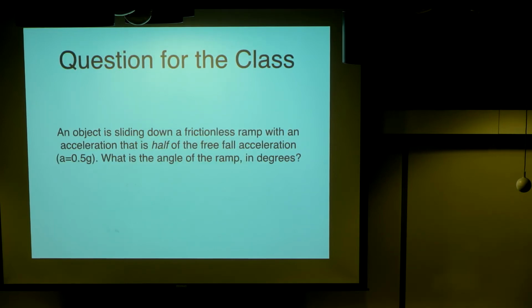Okay, so here's a question for you. An object is sliding down a frictionless ramp with an acceleration that is half of g. So a is half of g. What is the angle of the ramp in degrees? Of course, no friction is the assumption here. So use the result we just got, that a is equal to g sine theta, to solve for theta, the angle of the ramp.